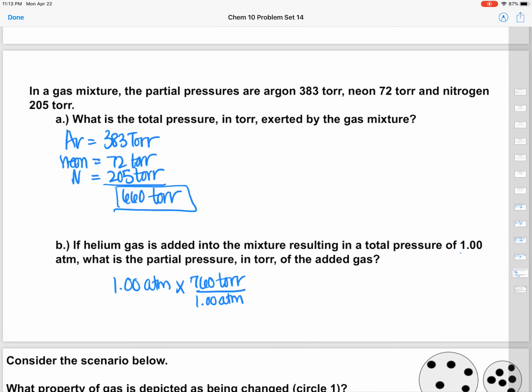Okay, so I'm given 1.00 atm. And I know that for every 1.00 atm, I have 760 torr. Cross cancel these, and you get 760 torr. That's your partial pressure of the added gas.